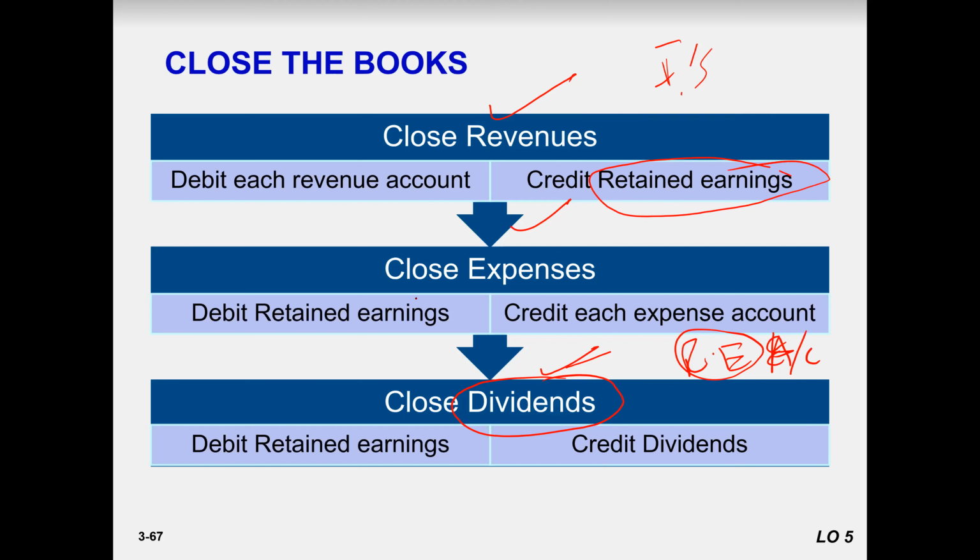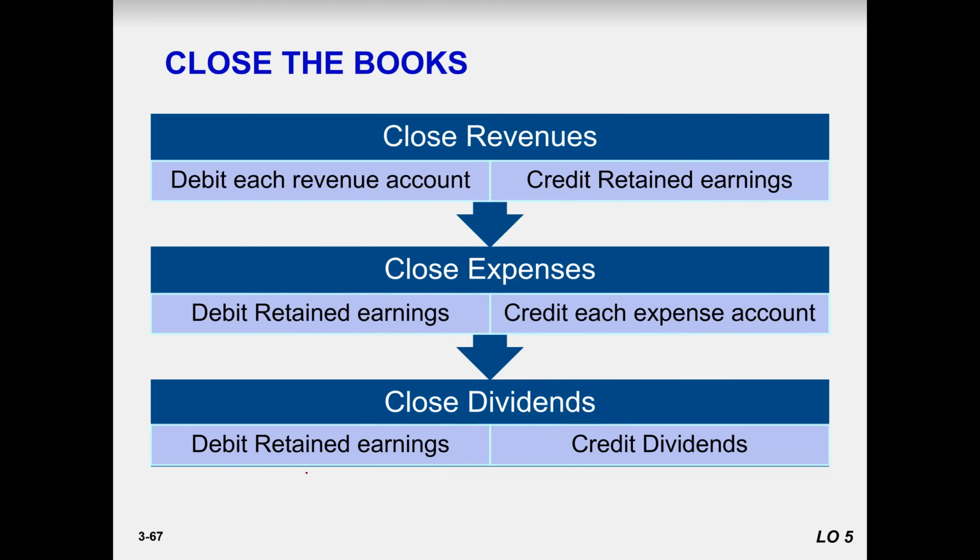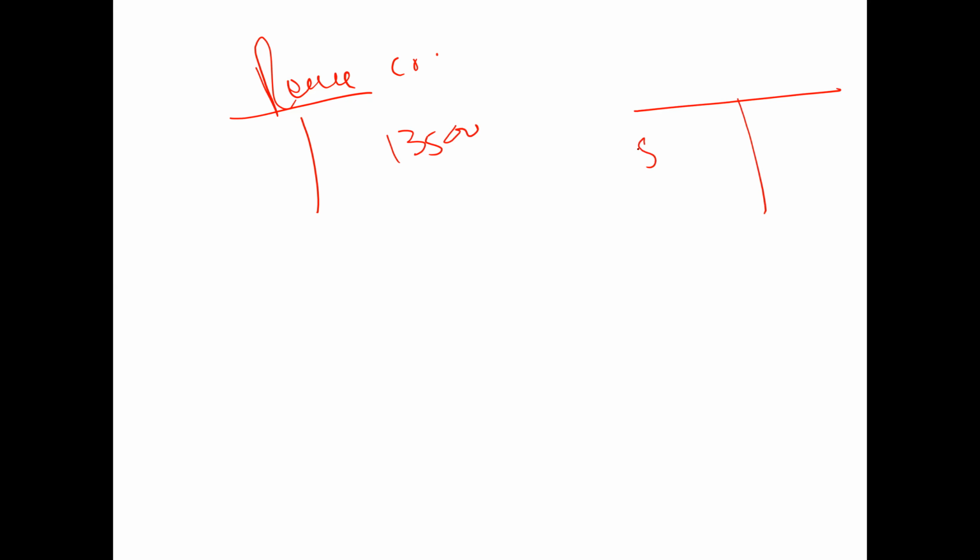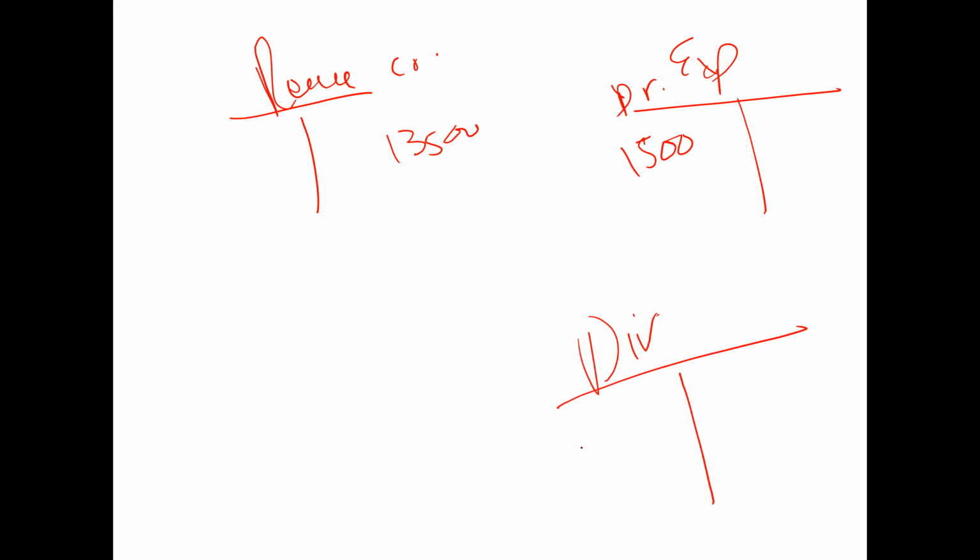Expenses will be closed with the retained earnings. Dividend will be closed with the retained earnings. So what is the idea here? You see, the revenue has a credit balance here, for example, 30,500. The expense normal balance is a debit balance. Dividend also has a debit balance, for example, 2,000. So it means we need to write on the debit side of the revenue, retained earnings equal to the same amount. On expense, we need to write on the credit side.